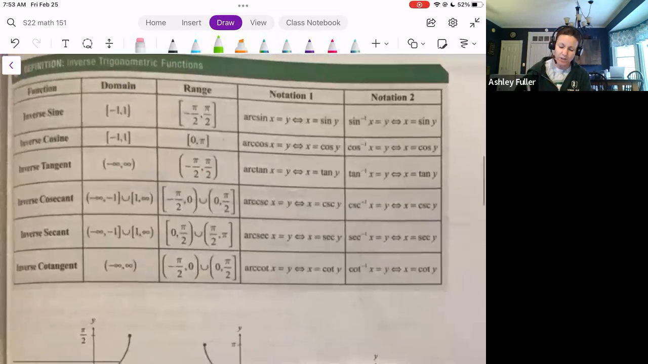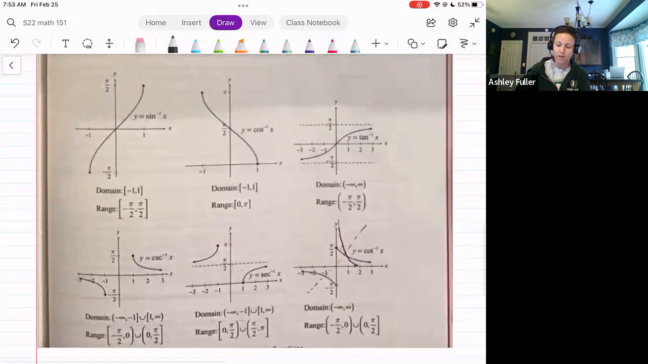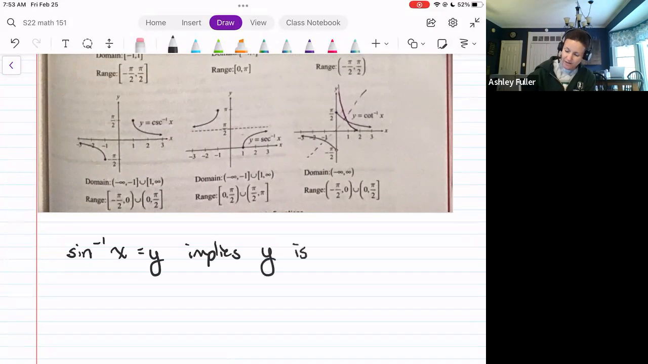But as a summary for you, the inverse of sine has this restricted domain and this range. Inverse of cosine, each of them are listed here. And then I've also put in the graphs for you of each of these, what we call inverse functions. And what these inverse functions mean, so for example, the inverse sine of x equals y implies that y is the angle whose sine is x.